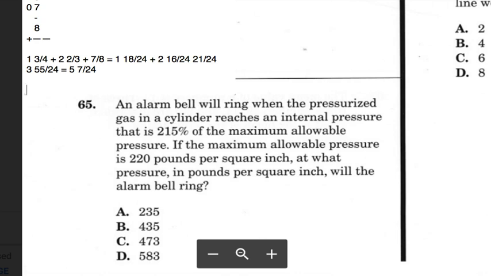So an alarm bell will ring when the pressurized gas in a cylinder reaches an internal pressure that is 215% of the maximum allowable pressure. So I'm already seeing two keywords there. Is normally means equal, and of normally means multiplication.